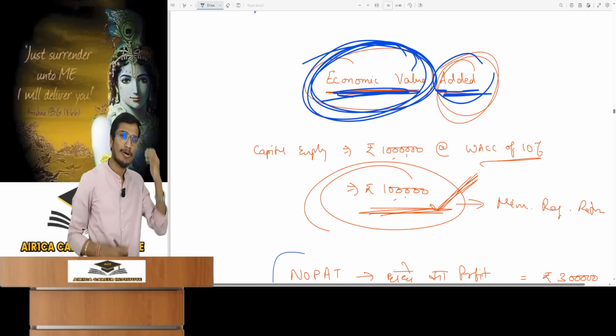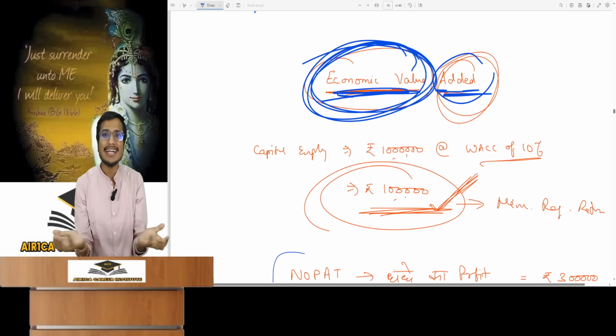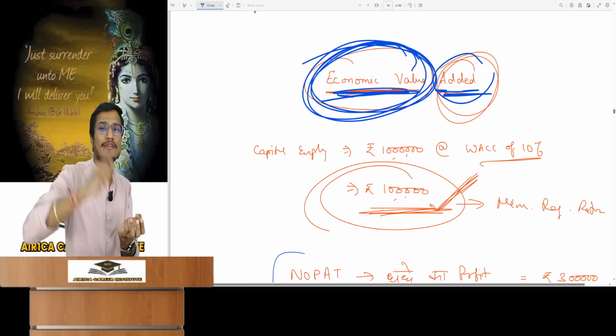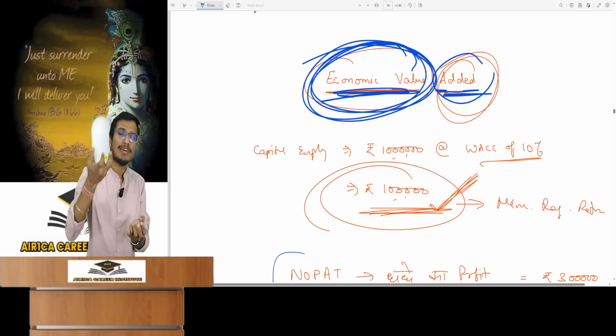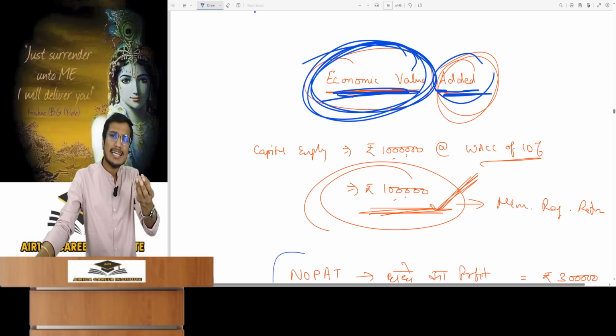Listen to what happens. Sir, here addition means the minimum required return the company needed, the minimum money the company had to earn from its business. The excess profit a company earns above its minimum required return is termed as economic value addition, meaning it added this much to its profit. Sir, why is it called that? What is this minimum required return?